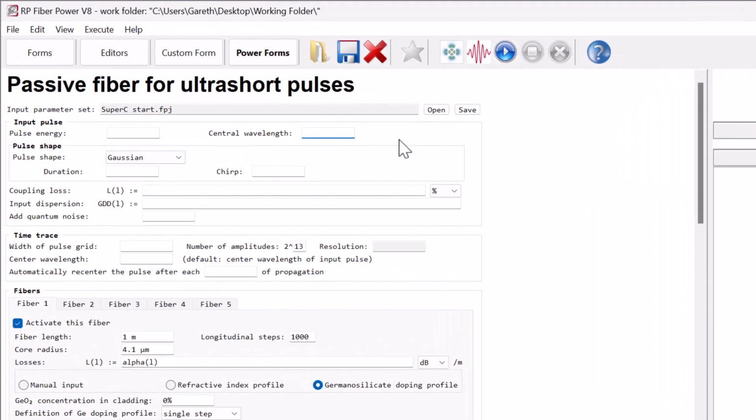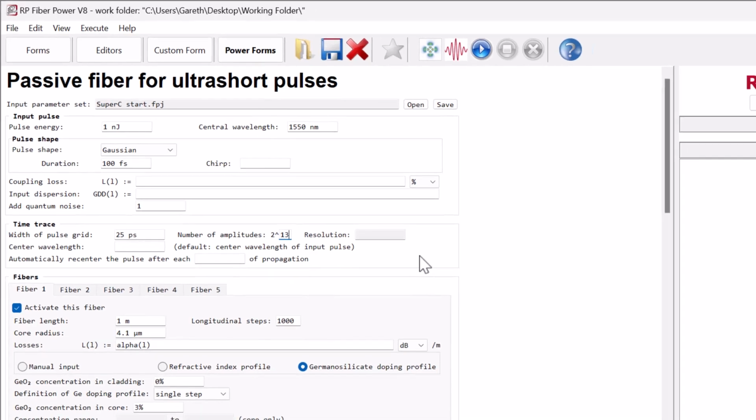Let's start in the Telecom C band at 1550 nanometers with a pulse energy of 1 nanojoule and a Gaussian shape with a duration of 100 femtoseconds. We also add quantum noise to the input pulse, which is important because significant parametric gain could amplify quantum fluctuations to macroscopic levels. Next, we set up the time trace. The simulation pulse grid width is set to 25 picoseconds, much longer than the pulse itself, so that we can catch the pulse spread in the time domain.